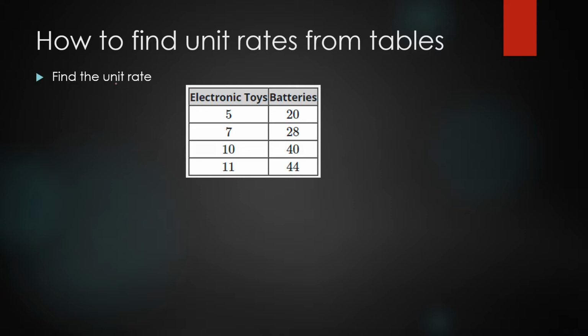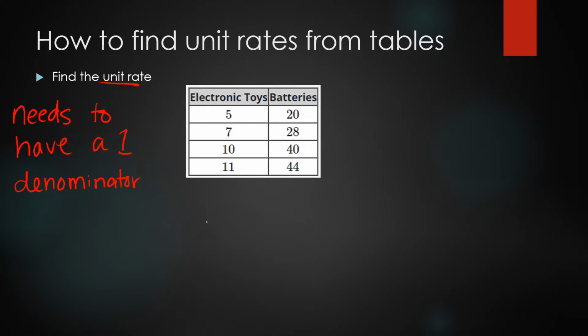Remember that a unit rate needs to have a 1 in the denominator. Okay, so always remember this. Unit rates always need a 1 in the denominator. So the next step we need to talk about is, how do I find a unit rate from a table?